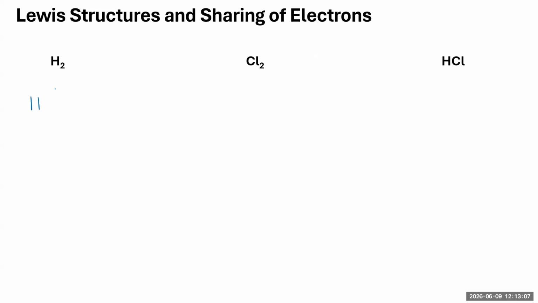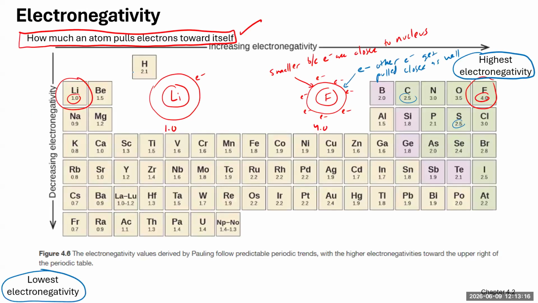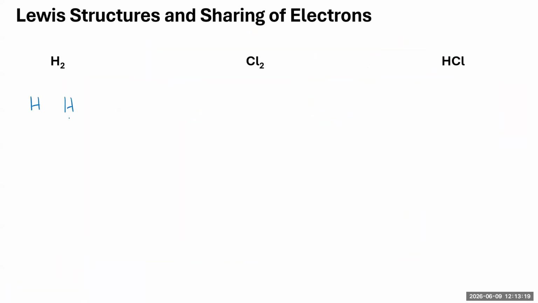Hydrogen and hydrogen. Their hydrogens are identical. They have exactly the same electronegativity. Again, we don't really need to know the numbers right now. Each of those hydrogens is going to pull electrons toward itself, and they're sharing a set of electrons. But since both of them have the same electronegativity, this is equal sharing of electrons.